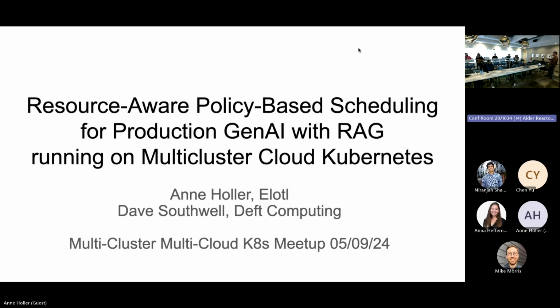So Ann and I are here to talk about resource-aware policy-based scheduling for GenAI and RAG applications, specifically in production. There's been a lot of talk throughout the space around GenAI and RAG applications, and a lot of people are actively developing and running them in-house. But what should you do when it comes time to actually go into production? Because there are some different things to consider versus when you're just running it internally.